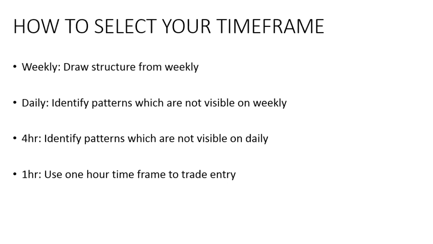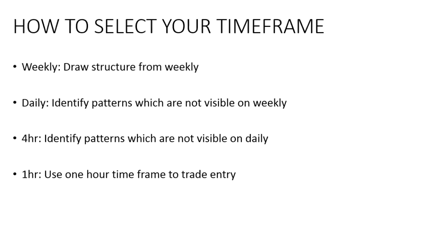Okay, how to select your time frame? You start with your weekly time frame. You draw your structure from your weekly time frame. And then you move down to your daily time frame. You identify patterns which are not visible on weekly. You move down to your 4-hour time frame, and then you identify patterns which are not visible on your daily. And last, you move down to your 1 hour, and then you use the 1 hour time frame to trade entry.